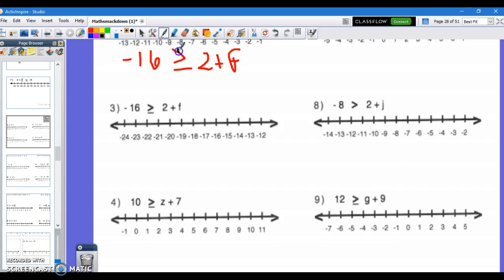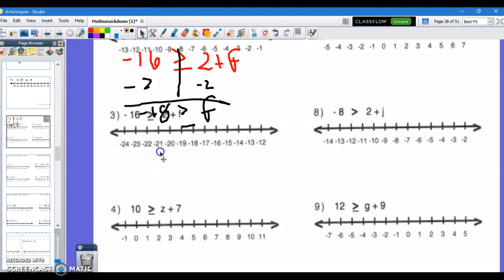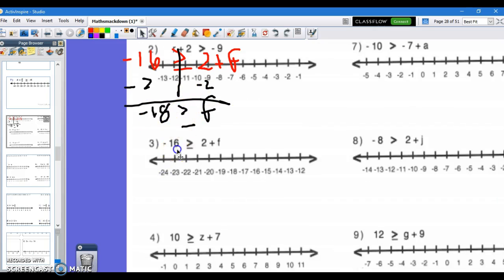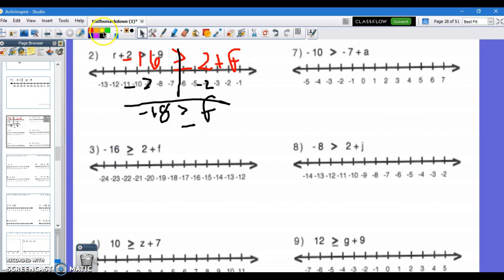In order to get f by itself, I need to move this 2. A negative and a negative, we're going to add. Keep the sign. That cancels out, leaves me f. So I have negative 18 is greater than or equal to f. Put this down out of the way so you can see. So this is my answer to number 3. So what I will do now is circle my answer, negative 18.